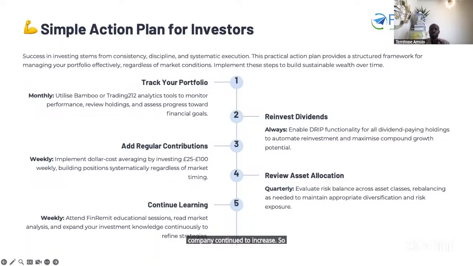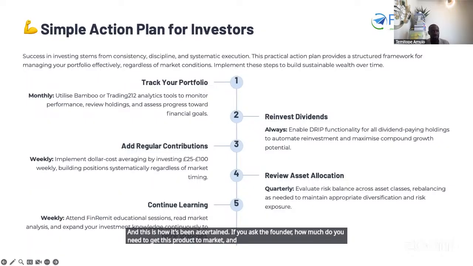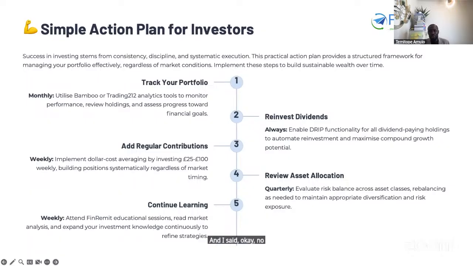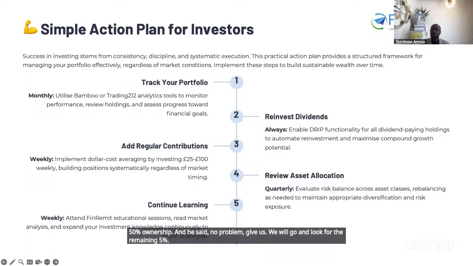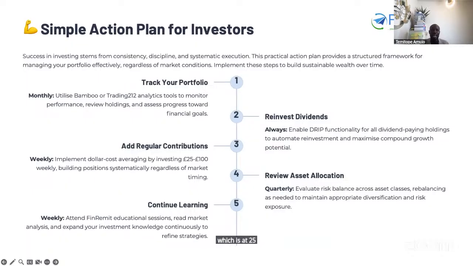So if, for example, an investor had 10% investment into the present value of that company, maybe the company is worth 10 million, and this is how it's been ascertained. If you ask the founder, how much do you need to get this product to market? And they said 10 million. And I said, okay, no problem. I'm going to give you 5 million, and you give me 50% ownership. And they said, no problem, give us. We will go and look for the remaining 5 million, which is the additional 50%. That means I own 50% of 10 million.